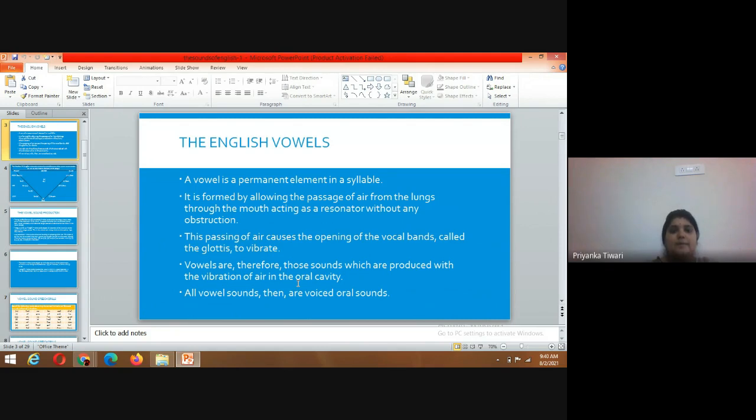A vowel is formed by the passing of air from the lungs through the mouth, with the mouth acting as a resonator, without any obstruction. This passing of air causes the opening of the vocal bands, called the glottis, to vibrate. Vowels are therefore those sounds produced with the vibration of air in the oral cavity, and all vowel sounds are voiced or oral sounds.